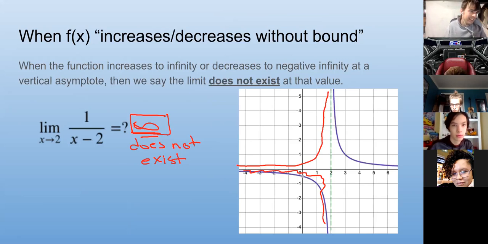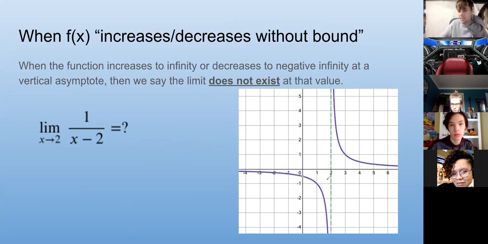But in this case, no one would say this limit exists because it's different. Even if you're using infinity with your limits, you would still not say that this limit exists, because on one side it's negative infinity, on the other side it's positive infinity, so they're different values anyway. So this one does not exist, D and E.